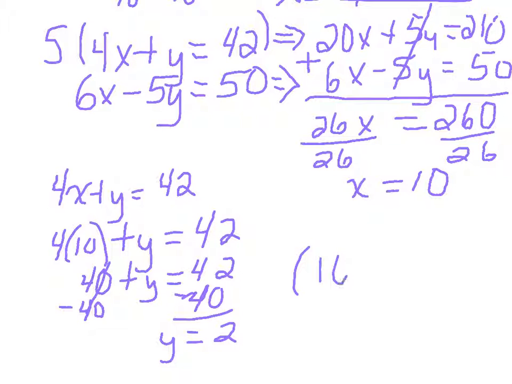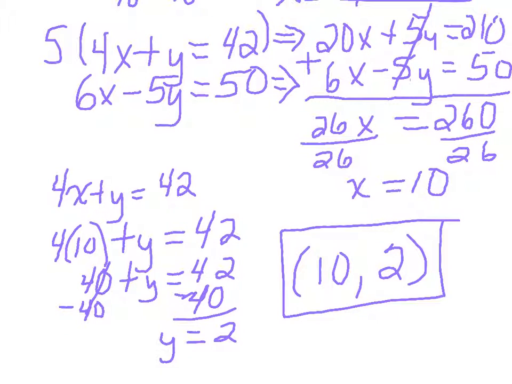So my ordered pair is these two lines crisscross at 10, 2. There you go. If you have any questions, come find me and I'll see if I can clarify. Thanks.